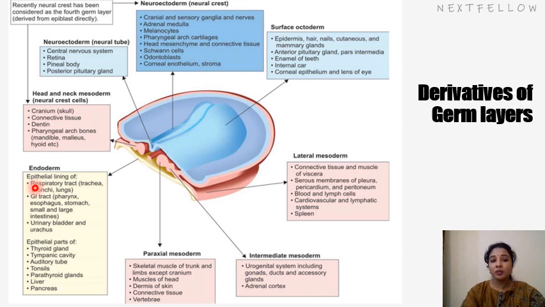Finally, the endoderm. Endoderm forms the epithelial lining of the respiratory tract, gastrointestinal tract, urinary bladder, and the epithelial parts of thyroid gland, tympanic cavity, auditory tube, tonsils, parathyroid gland, liver, and pancreas. They are all derived from the endoderm. So this is a chart where we can understand derivatives of all three germ layers.